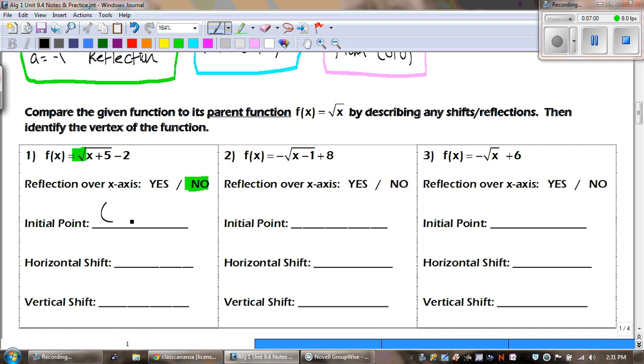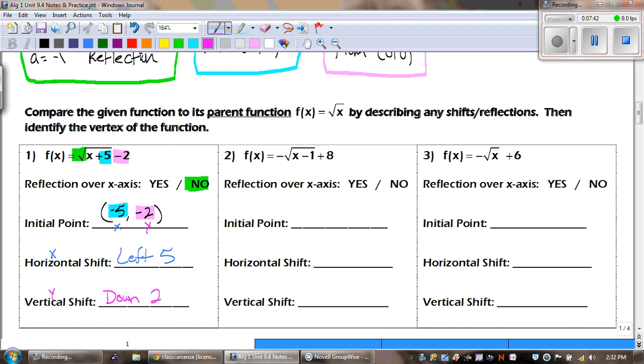So our initial point, we get that from the 5 and the 2. So my 5 is positive. I want the opposite of that, so it's negative 5, and then negative 2. Our horizontal shift, we get that from the x value. So this is telling us that we need to go left 5. And then our vertical shift we get from that y. So this is telling us that we need to go down 2.